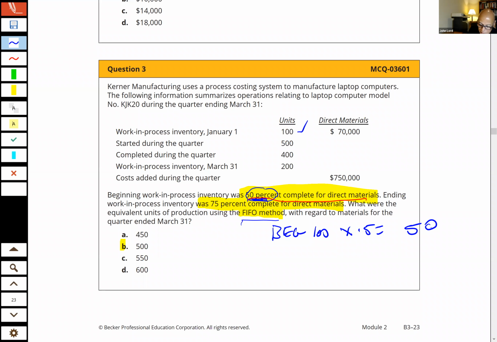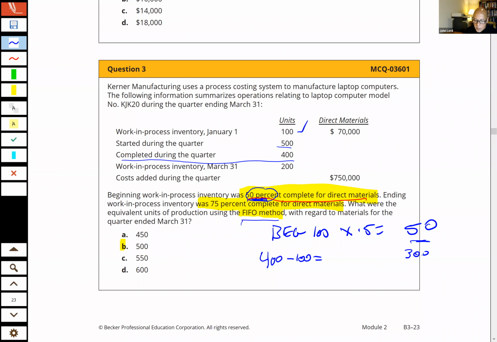Now, they tell me that they started 500 units during the period and they completed during the quarter 400 units. So if they completed 400, that includes what? The 100 that were already in progress at the beginning of the period. And I've already given myself credit for the 50 units there, haven't I? So I take that 400 and subtract the 100. That means that I started and completed 300 units, right?